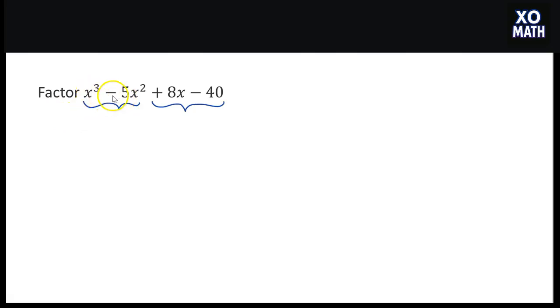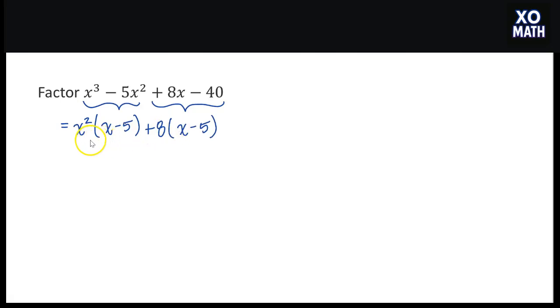So between x cubed and 5x squared, we're going to factor out an x squared. Then what's left over is x minus 5. Now, from the second group, I want to factor out the GCF, which would be 8. So I'm going to factor out that 8 and recognize that I'm left with an x from the first term and then minus 5 from the second term.